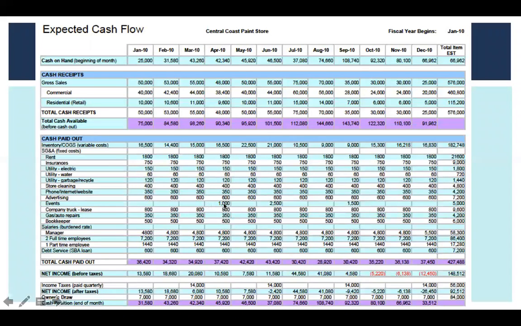So maybe this is a deposit and maybe this is the balance on it. So maybe it's a $3,500 event and they go to it in June. Deposit is due here, the balance is due here. That's when the cash goes out, for example.